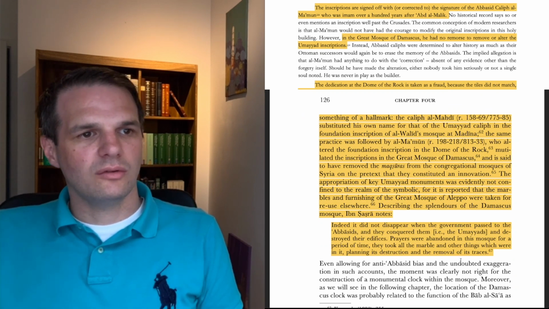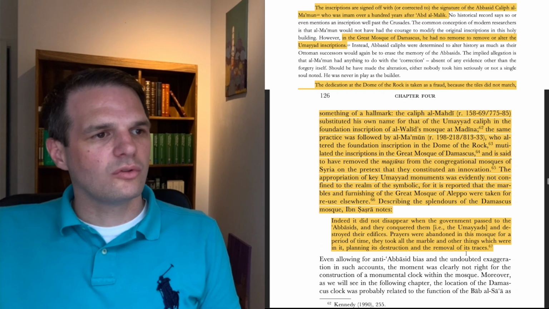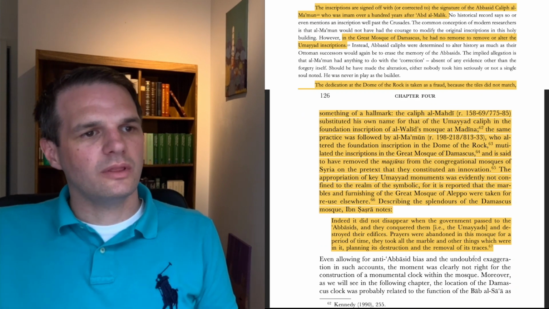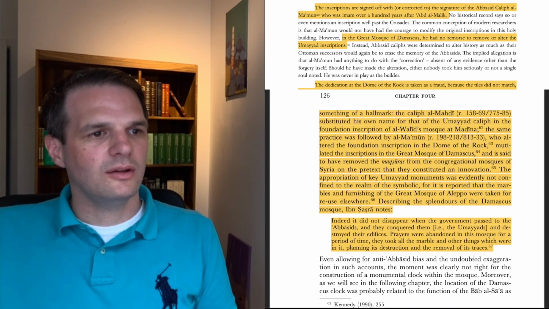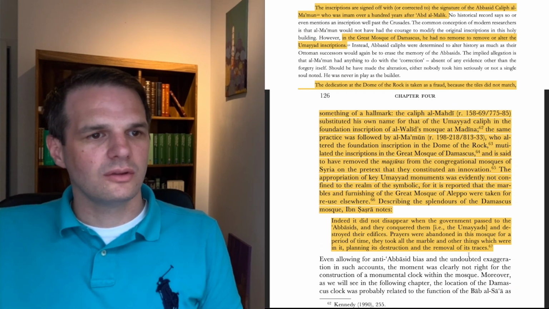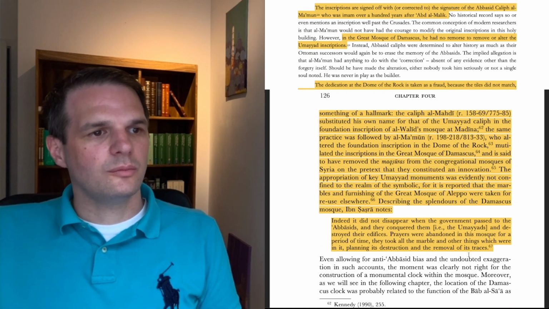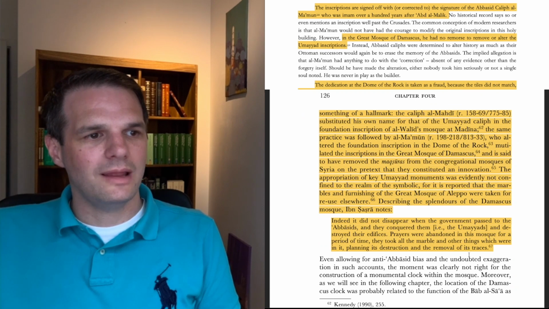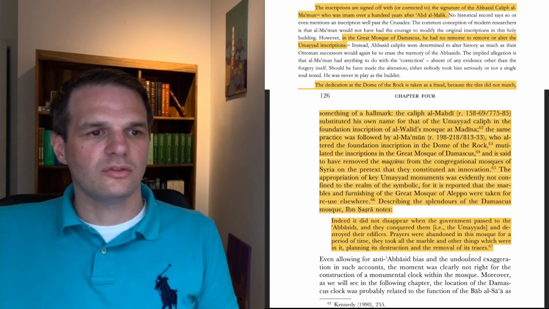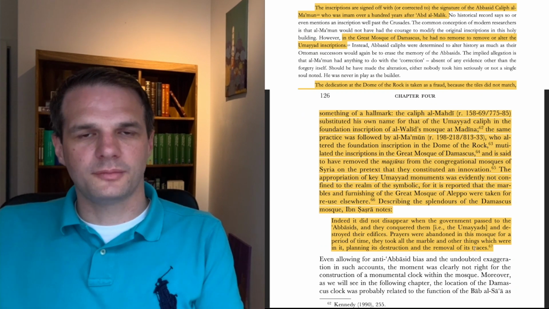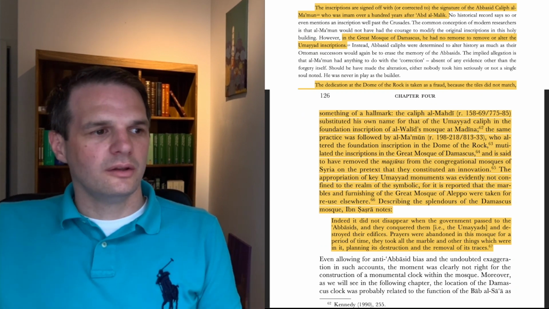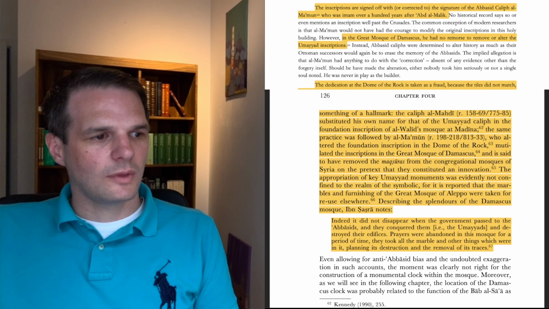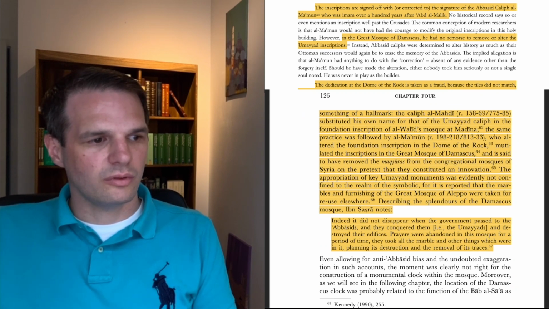"Describing the splendors of the Damascus Mosque, Ibn Asakir notes, 'Indeed, it did not disappear when the government passed to the Abbasids, and they conquered them, i.e. the Umayyads, and destroyed the edifices. Prayers were abandoned in this mosque for a period of time. They took all the marble and other things which were in it, planning its destruction and the removal of its traces.'" So that's what happened elsewhere. It makes sense that something similar happened with the Dome of the Rock.